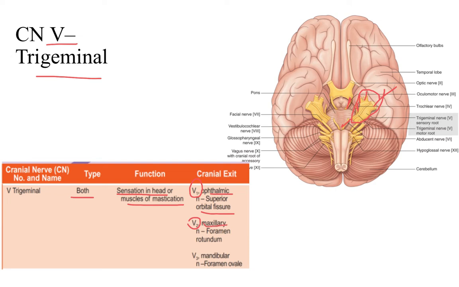V2, which is the maxillary division or maxillary nerve, that's going to come out of the foramen rotundum. So go back and review where that is on your bones of the skull. And V3, which is the mandibular nerve. So that's going to come out of the foramen ovale. So again, go back and review where that is. So ophthalmic, maxillary, and mandibular. The names of the nerves, the branches, actually tell you where the nerve is going to. So we'll use that to our advantage in the next slide to talk about function.